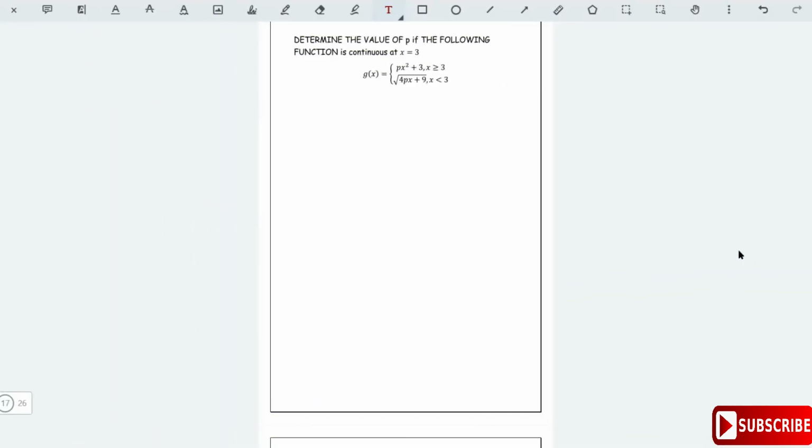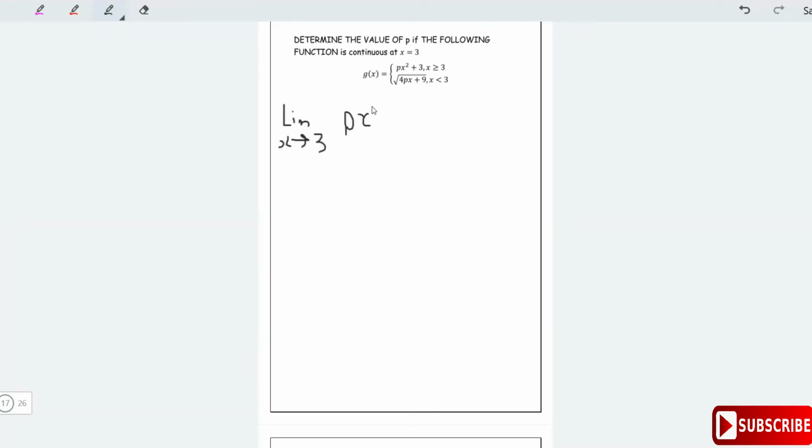So question here. It says determine the value of p if the following function is continuous at x equal 3. If it is continuous at x equal 3, then the limit from the left is equal to the limit from the right. So all we have to write down is that the limit as x approaches 3 of the left hand side, which is px squared plus 3, is going to be equal to the limit from the right, which is the limit as x approaches 3 of the square root of 4px plus 9.